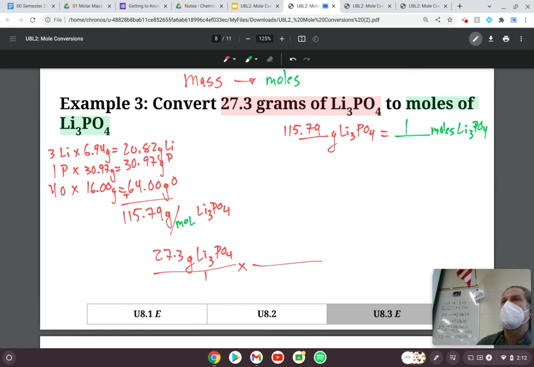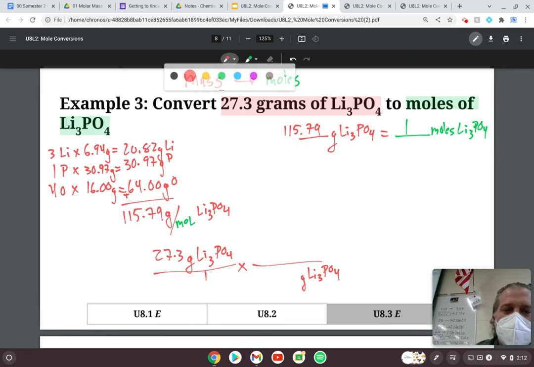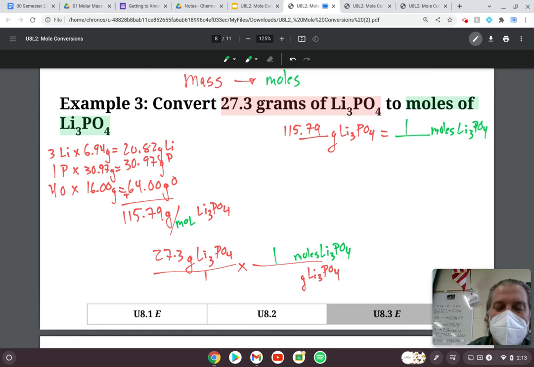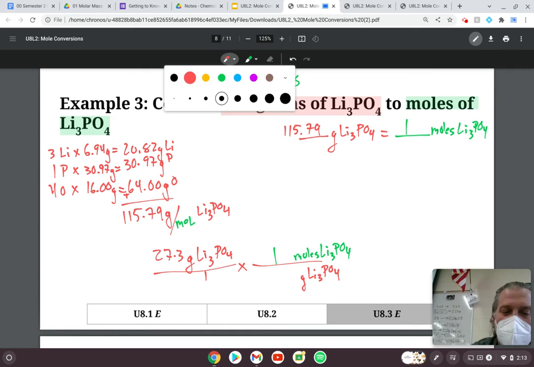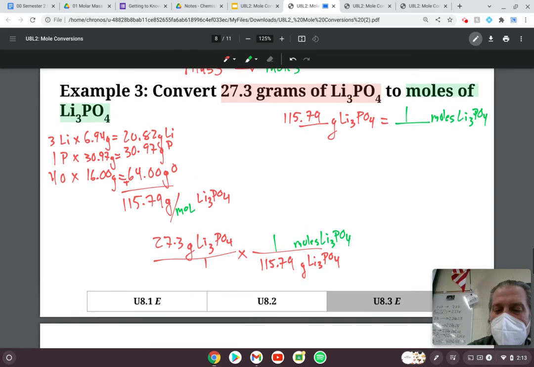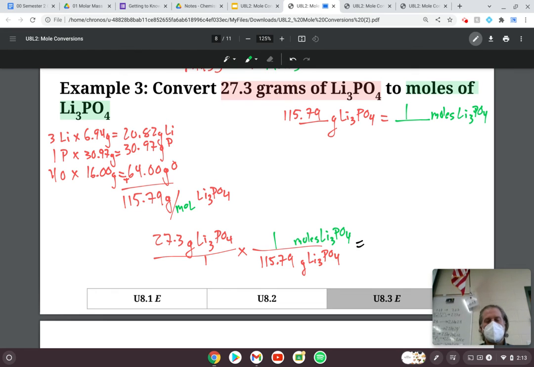And when we go mass to moles, I need to get rid of grams. So I'm going to put grams of Li3PO4 on the bottom and moles of Li3PO4 on the top. And since we've already identified that the relationship between moles and mass of Li3PO4 is 1 mole of Li3PO4 is equal to 115.79 grams of Li3PO4, I can now go through and calculate.